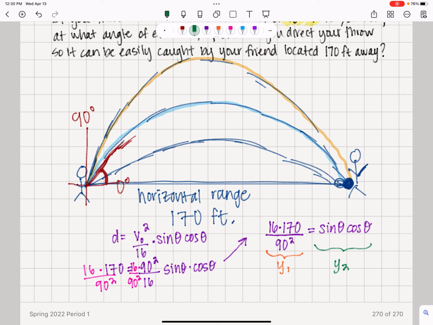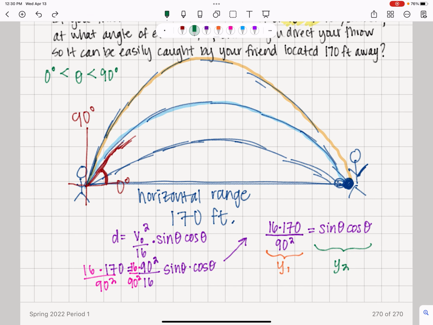Remembering, though, that our angle, theta, has to be less than 90 degrees but greater than 0 degrees. Because when you throw a ball, you're not going to throw it backwards. You're not going to do 120 degrees because it's not going to go towards the person that you're throwing the ball at. So between 0 and 90 degrees only.